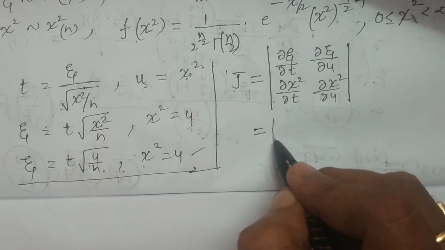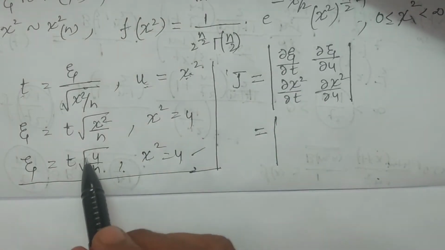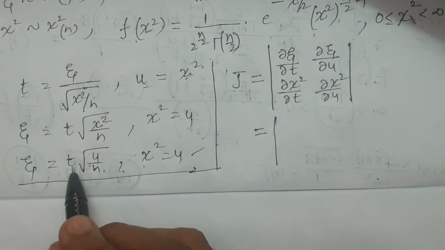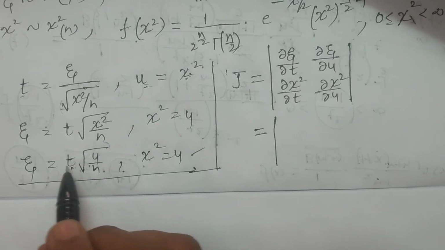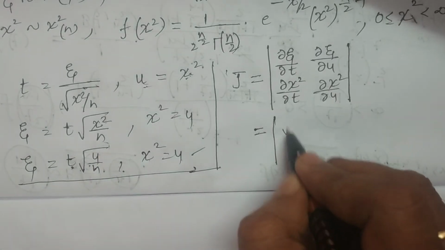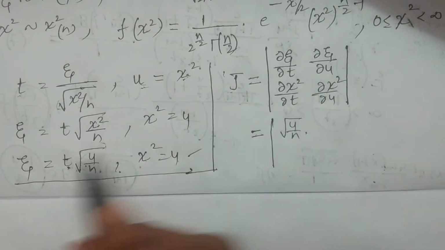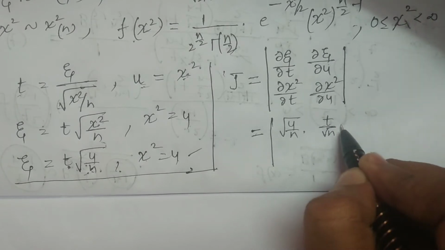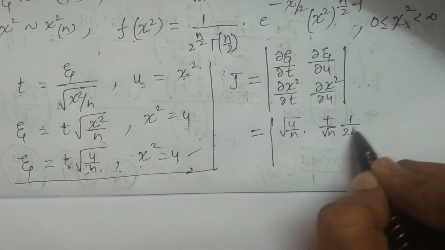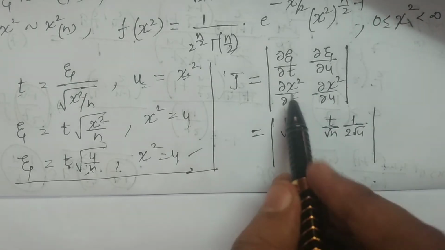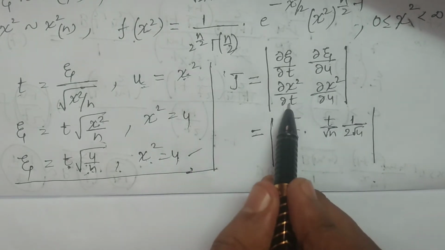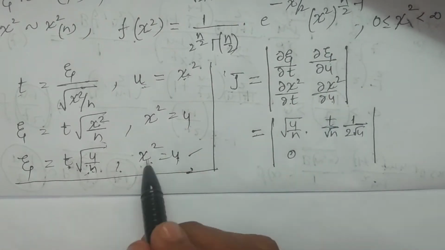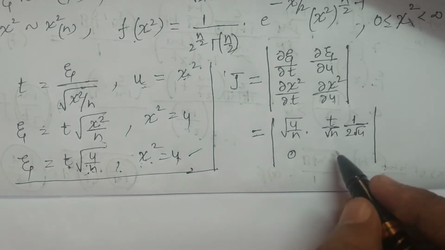So the Jacobian is going to be calculated by dou xi by dou t. The xi is to be differentiated with respect to t. That is root u by n is a constant multiplied by t, differentiation is 1. That is root u by n. And xi is to be differentiated with respect to u. That is t by root n is constant, and root u differentiation is 1 by 2 root u. Chi square is equal to u, differentiation with respect to t is 0. And chi square differentiated with respect to u is 1.